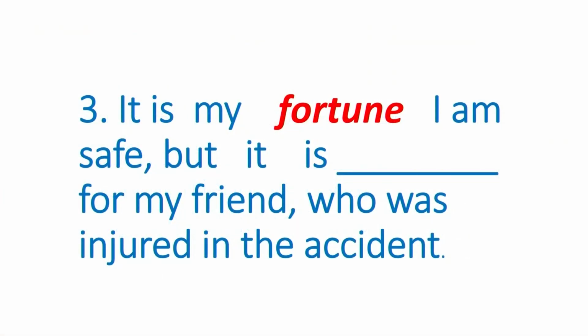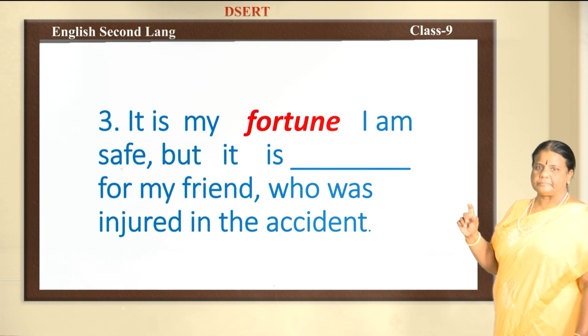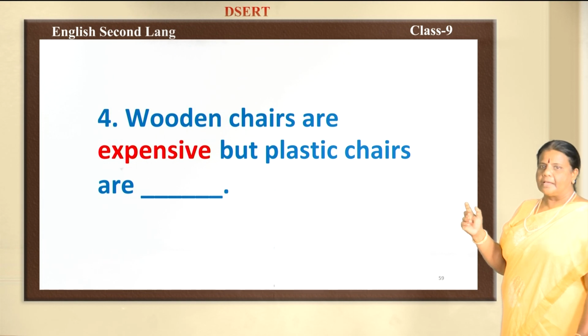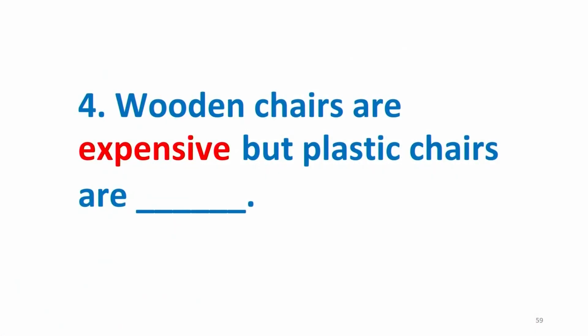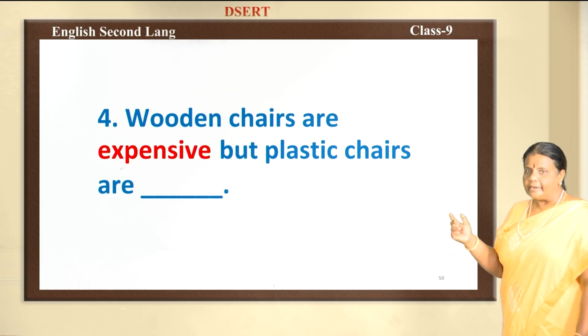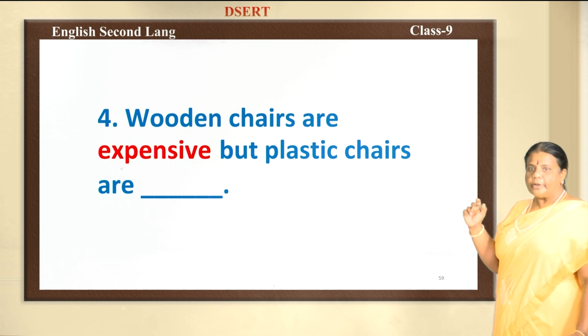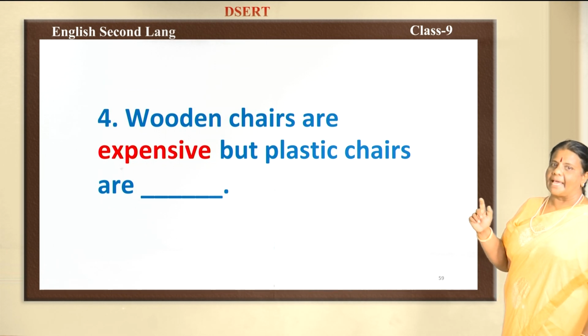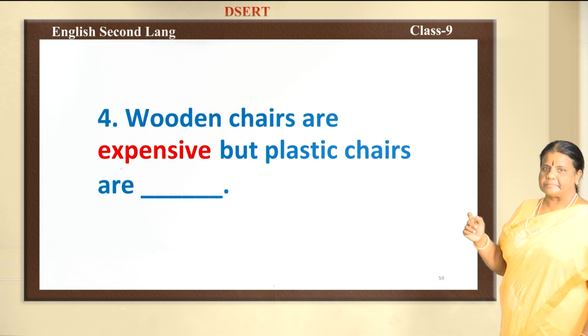The third one is: it is my fortune, I am safe, but it is dash for my friend who was injured in the accident. So which is the word in italics, children? Fortune. You have to find the prefix for this word fortune. The fourth one is: wooden chairs are expensive, but plastic chairs are dash. Did you write it down in your book?